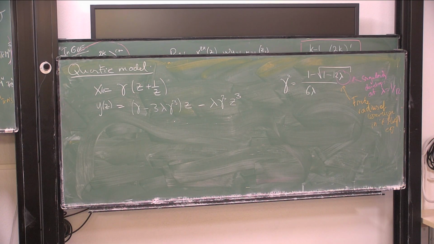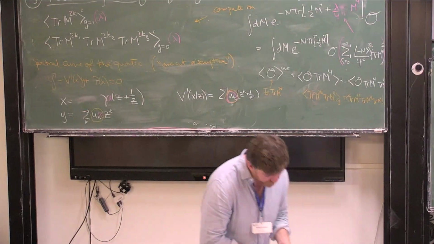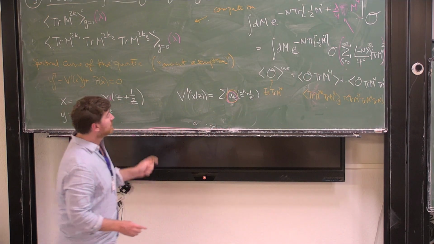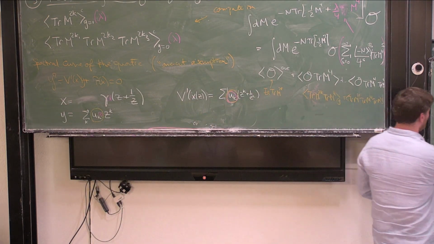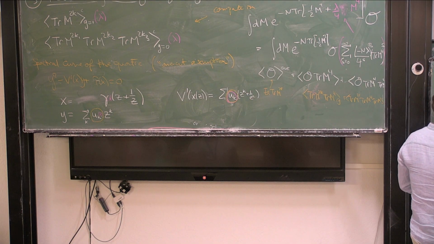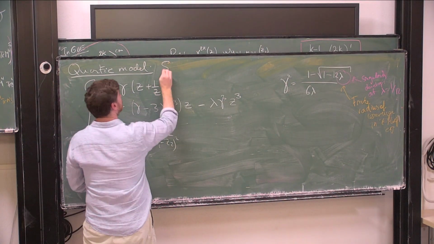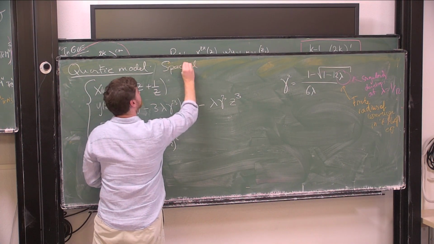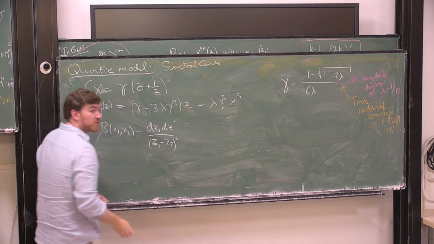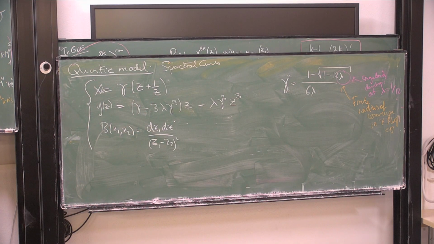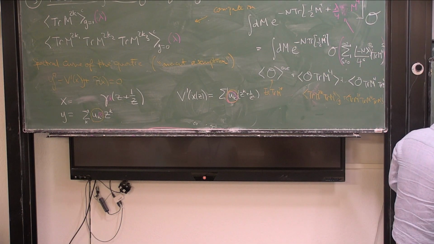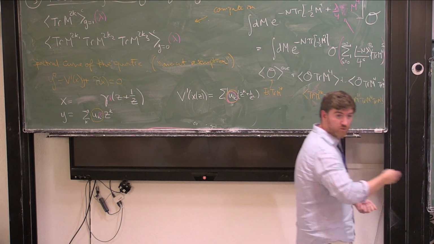Okay, so what we could do is we could then compute this recursion kernel in the very same way. So B is going to remain the same. B, z1, z2. Okay. So this is now the spectral curve for the quartic model. So now you have everything you need to define this recursion kernel K, and then run topological recursion.